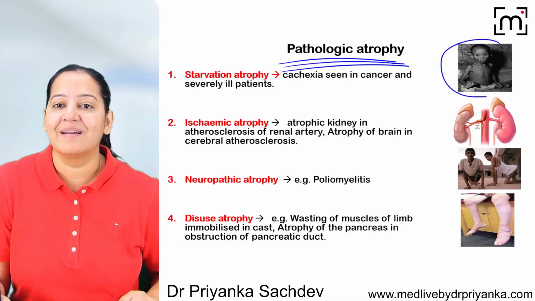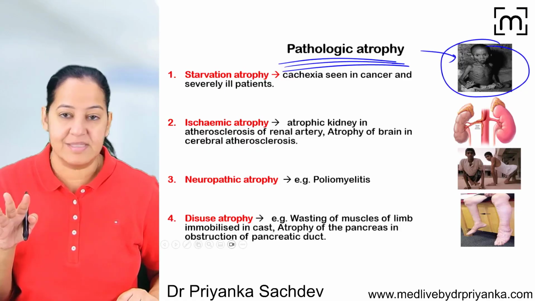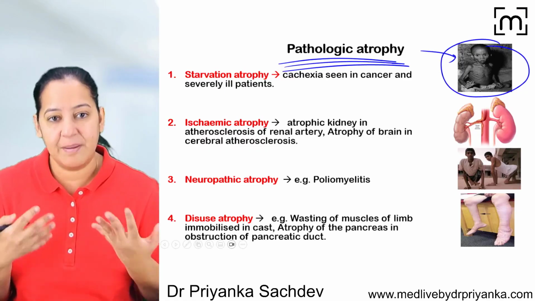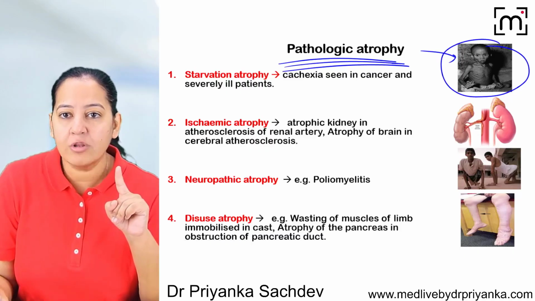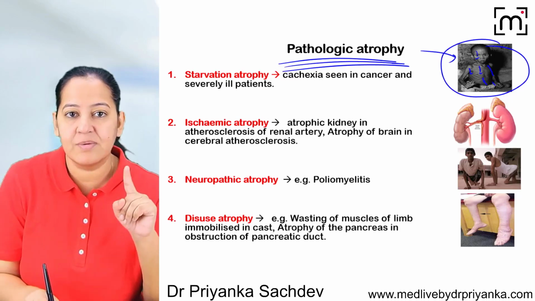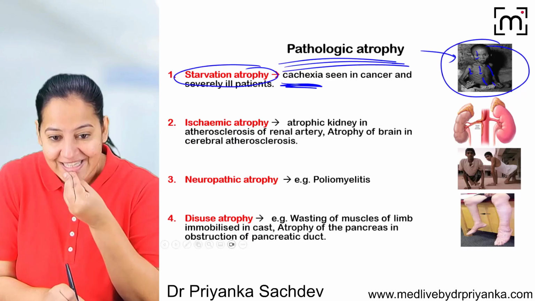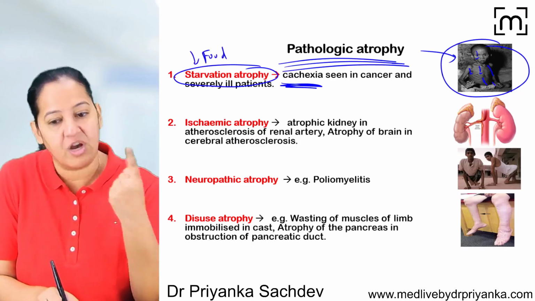Can you see this person? This person is having some terminal disease, some cancer or some terminal disease, and the person is not eating since long because the person is sick. So all the organs are reduced in size inside the person. This is known as cachexia. And the reason for cachexia is starvation atrophy. The person is not eating, so deprivation of food is there. Due to the deprivation of food, starvation atrophy is there.